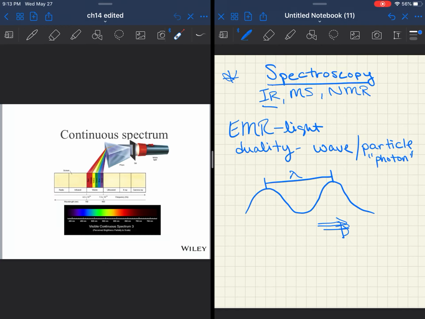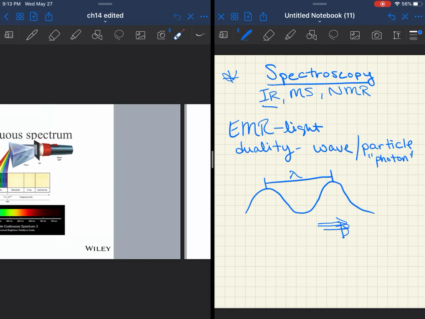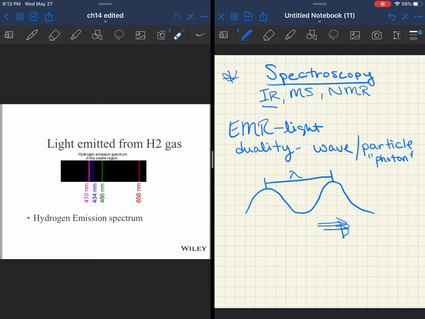There are some important experiments that started to help us get into a discussion of quantum mechanics when we looked at this experiment with H2 gas. Usually it's a glass tube with an element, in this case H2, and you apply energy. Let's say that we're going to use electricity. All of that hydrogen is going to get excited, and as it relaxes, it emits light, right? That tube is going to glow.